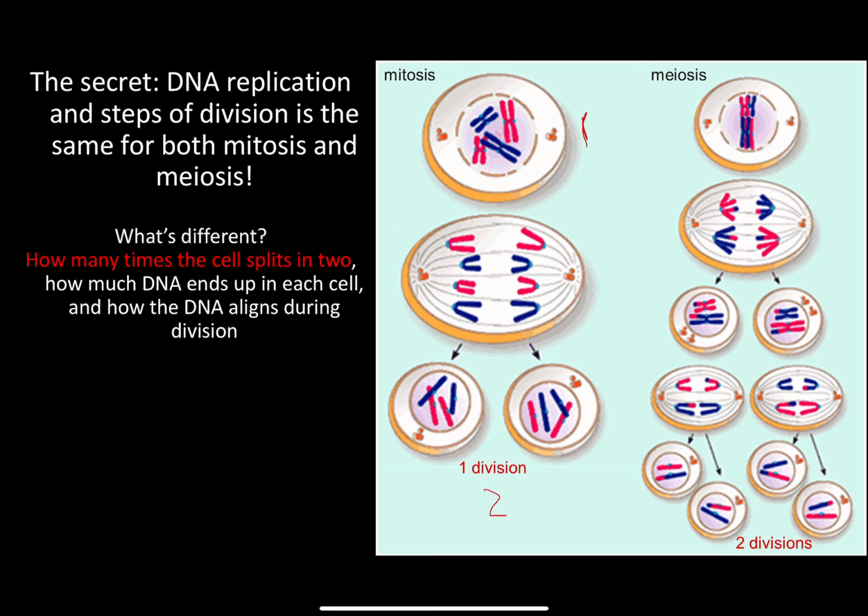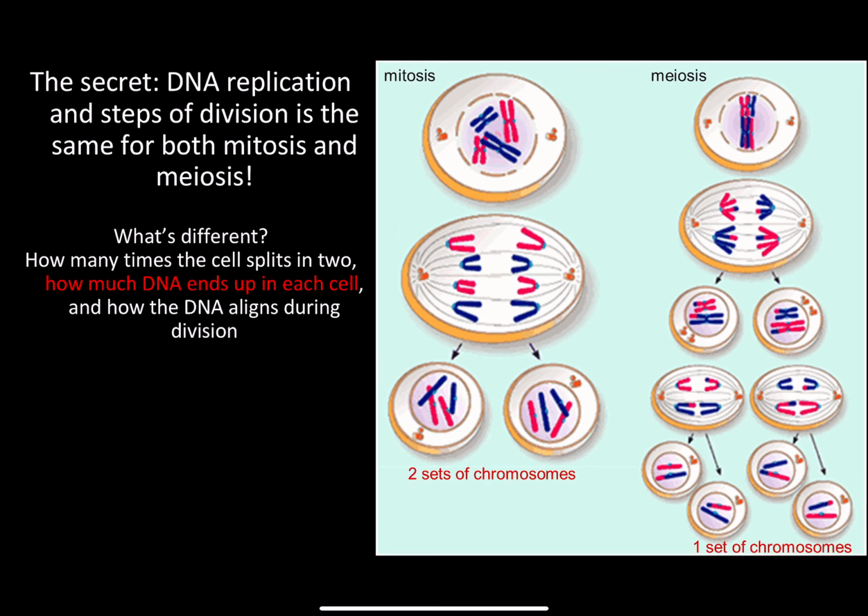In meiosis, the cell splits in two twice. So we still start with one parent cell, but then we divide into two, and then those two divide again into four. So we have two steps of division in meiosis, whereas we had only one step of division in mitosis. And then how much DNA ends up in each cell. Again, in mitosis, you're making an exact copy. You start with two sets of 23 chromosomes, and you end with two sets of 23 chromosomes. But in meiosis, you start with two sets of 23, and you end with one set of 23 in that one, in that one, in that one, and in that one.